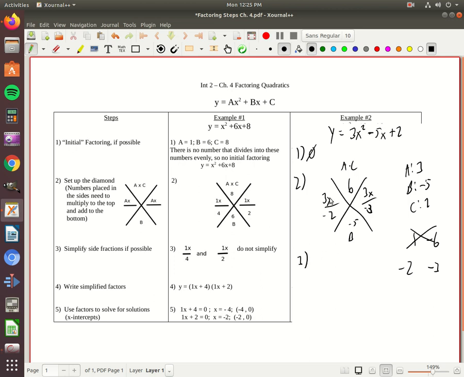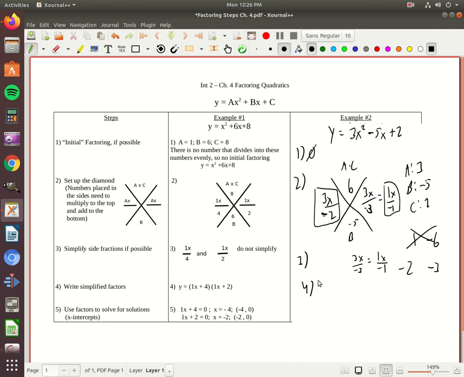Now I'm going to try and simplify. Can I simplify 3 over 2? I cannot. But can I simplify 3x over negative 3? Yeah, 3 goes into 3x once, and 3 goes into negative 3 negative 1 time. By the way, I always have kids try and skip this step. You can't skip this step. This step is really important. Otherwise, things get really confusing later on.